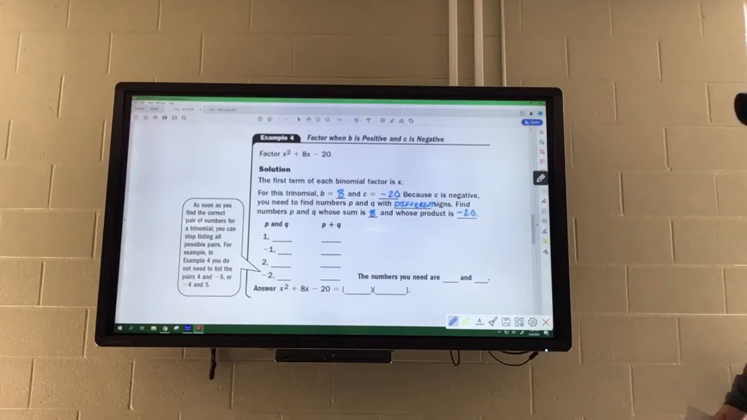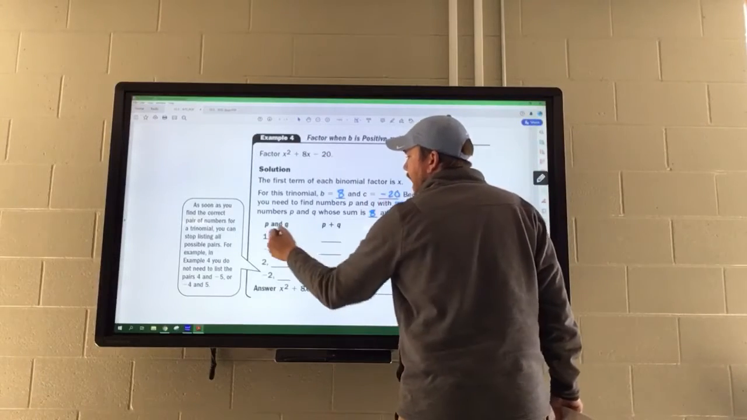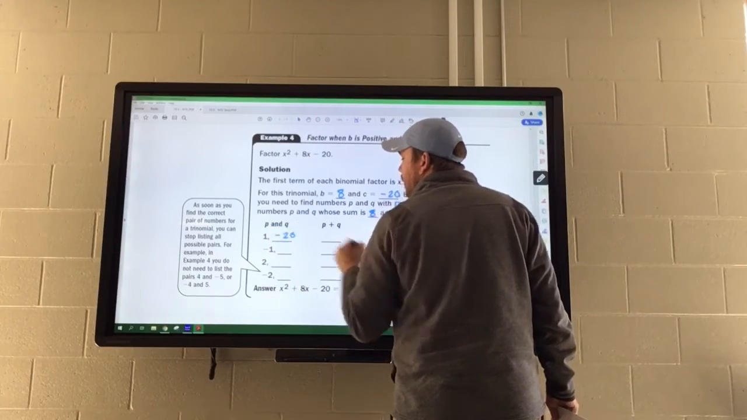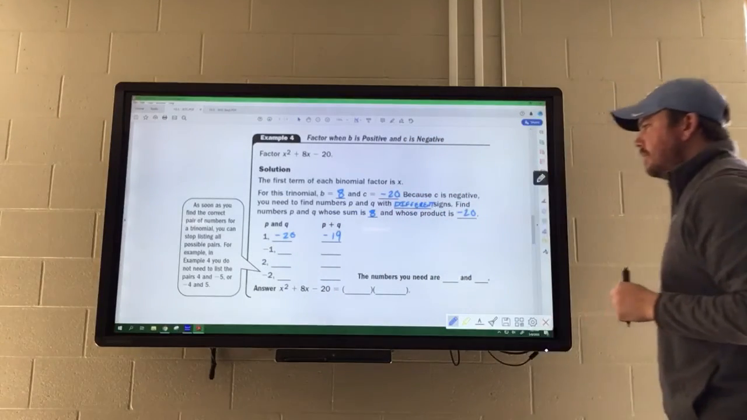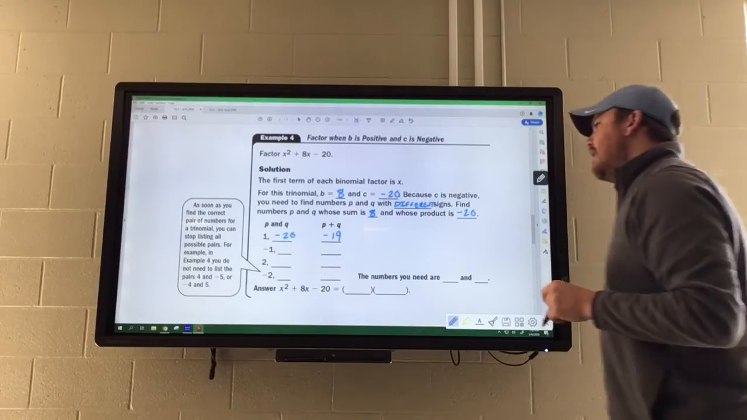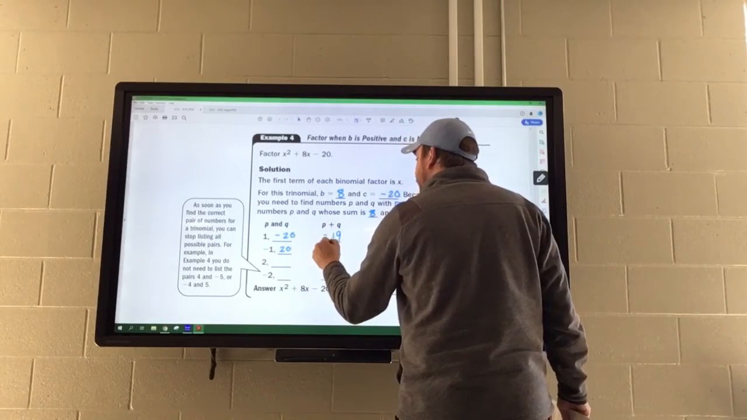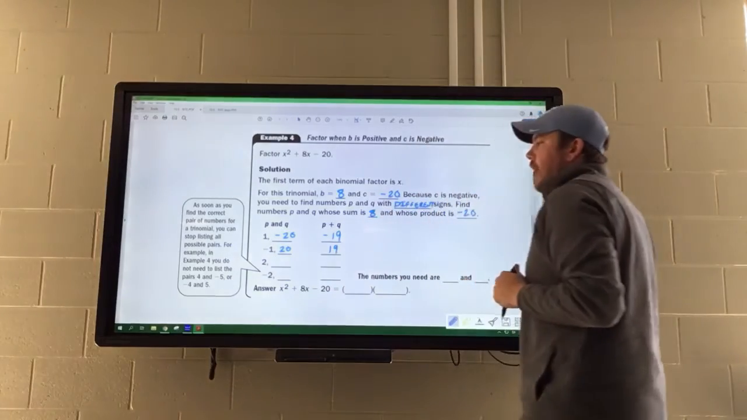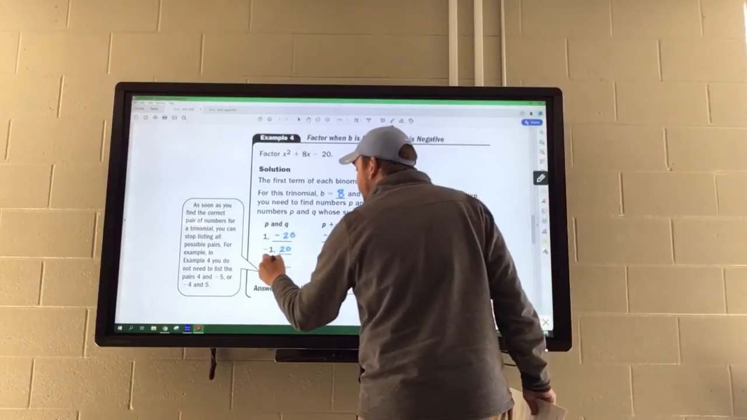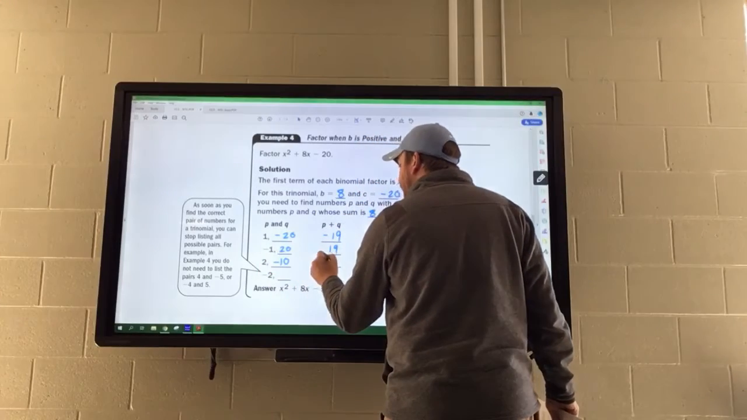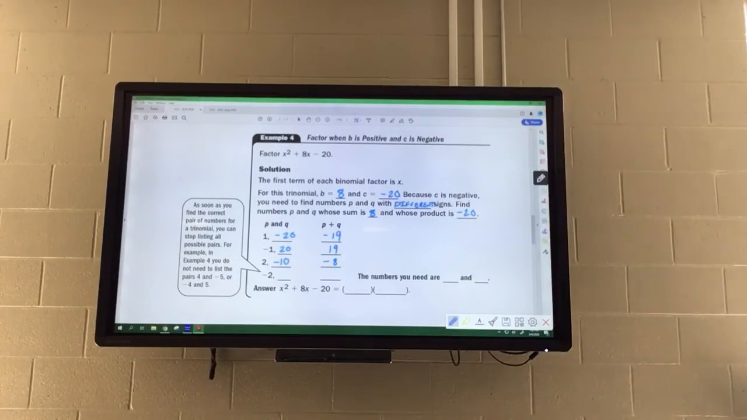All right, so to get to negative 20, we need numbers that multiply to negative 20. I could do 1 times negative 20, but when I add those together, I would get negative 19, not what we need. I could do negative 1 times 20, but negative 1 plus 20 is positive 19, again, not what I need. I could do 2 times negative 10, but when I add those together, I get negative 8, which is close to what we need, but not quite what we need.